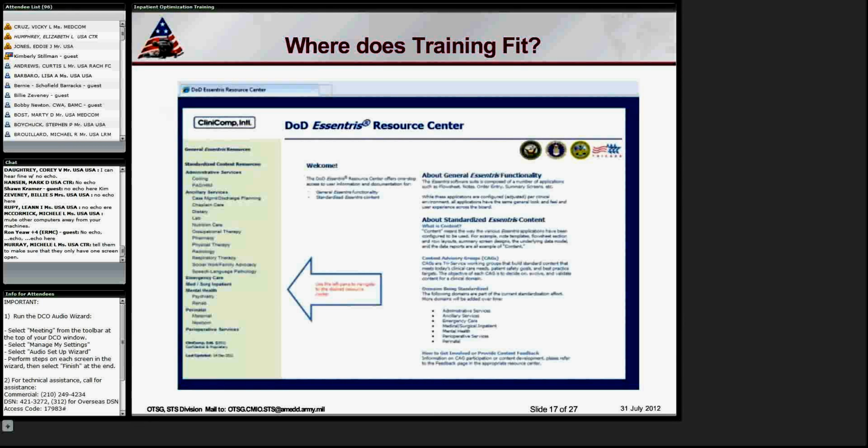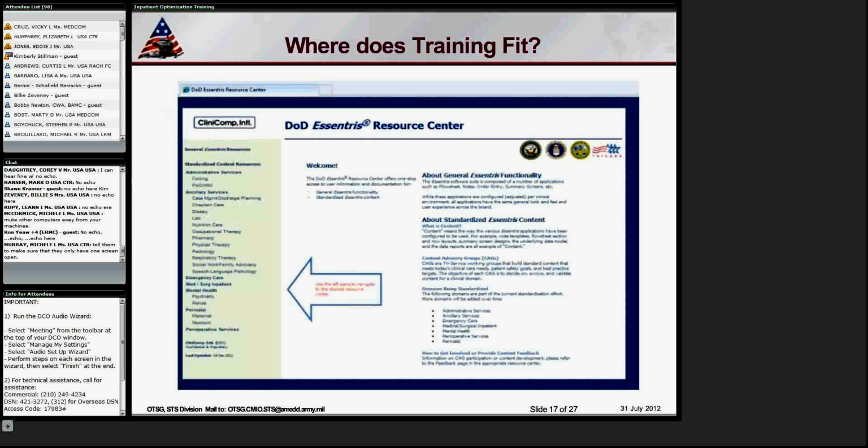Okay, so I want to get into this training piece. Those of you who are at an inpatient facility, if you're not aware, when you're in Essentris, there's something called web links. And I didn't think to include a slide of that, so I apologize. But when you go into Essentris, on the top right hand side of the screen, there will be a menu option for web links. Within the web links, there should be one called Resource Center or Essentris Resource Center. If you go to that link, this is what you will see.